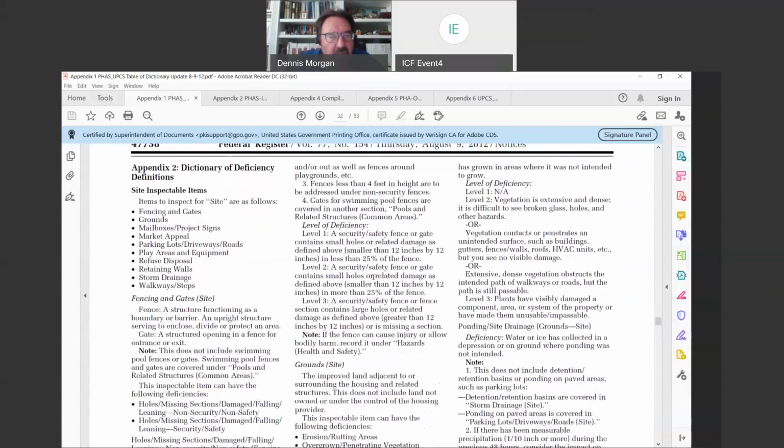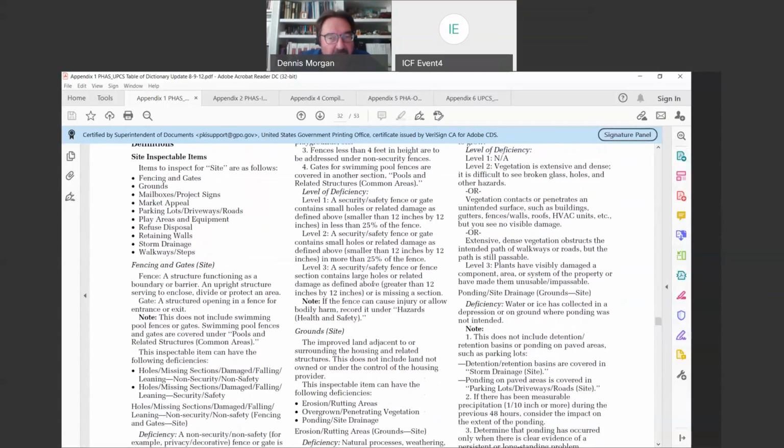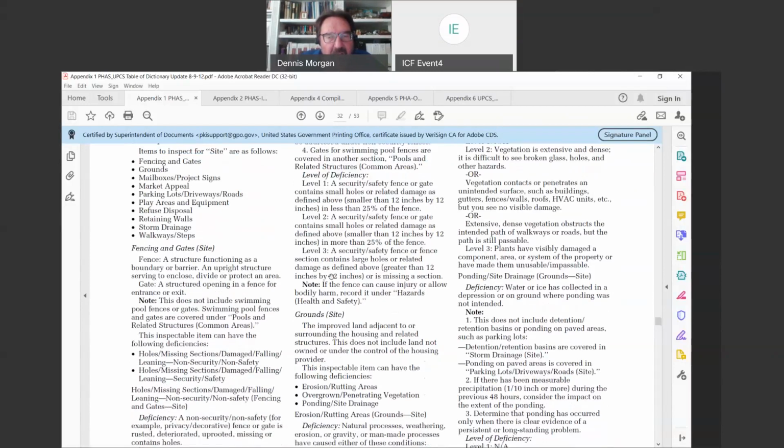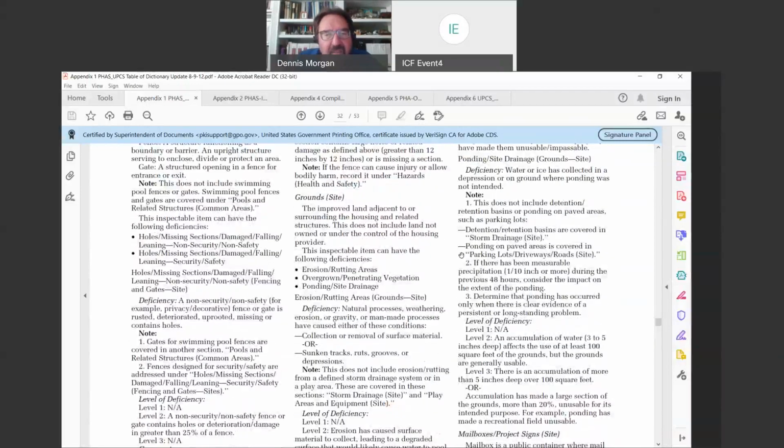Level 2, security safety, small holes, less than 12 by 12, in more than 25% of the fence. Level 3, a hole greater than 12 by 12, or any form of missing section or missing gates as well. Takes me to a level 3. So which one has a higher impact? Well, a security safety fence. That's what it's telling me. And then depending on the level of deficiency, they're recorded as a 1, a 2, or a 3 in that protocol. So this provides me then the detail.